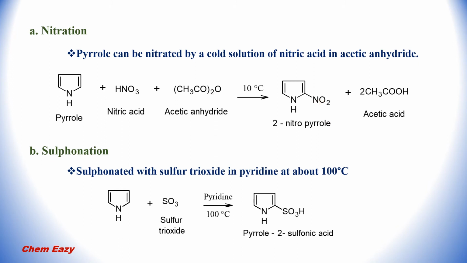Then pyrrole can be sulfonated by sulfur trioxide in pyridine at 100 degrees Celsius. So if we sulfonate pyrrole with sulfur trioxide in pyridine, it gives pyrrole-2-sulfonic acid. Here also the electrophile is substituted at the second position.